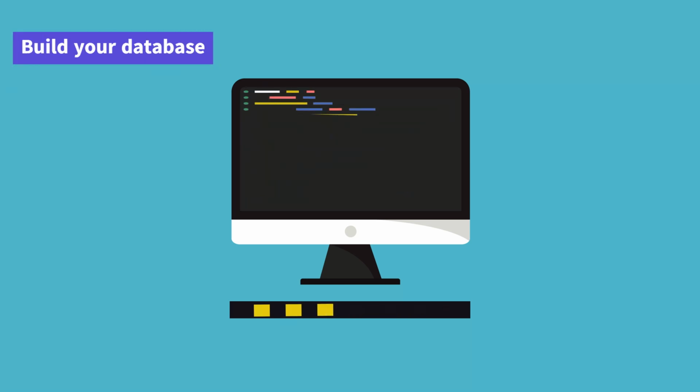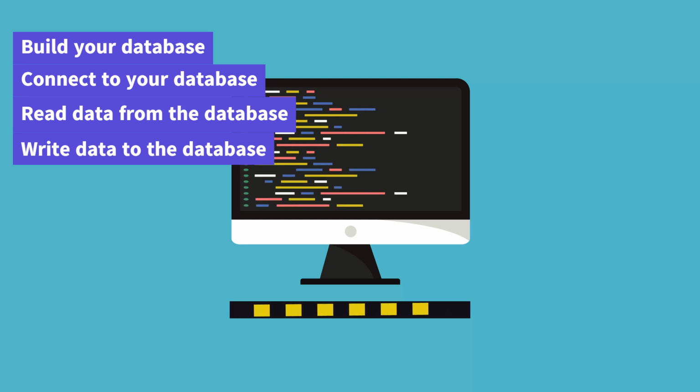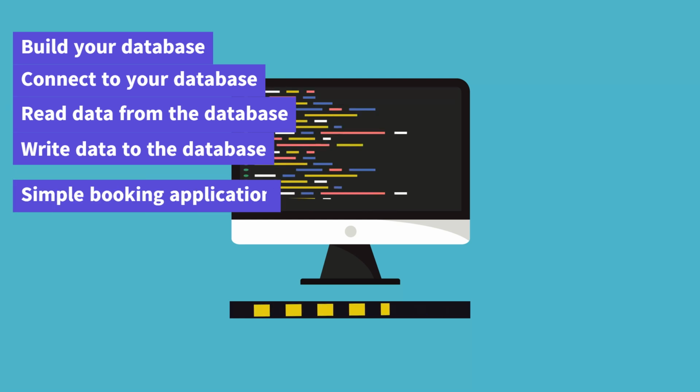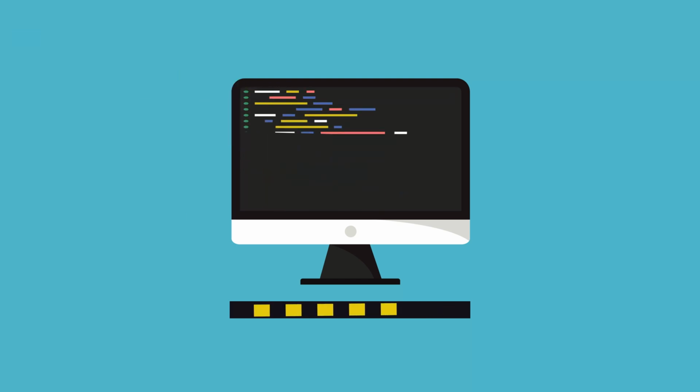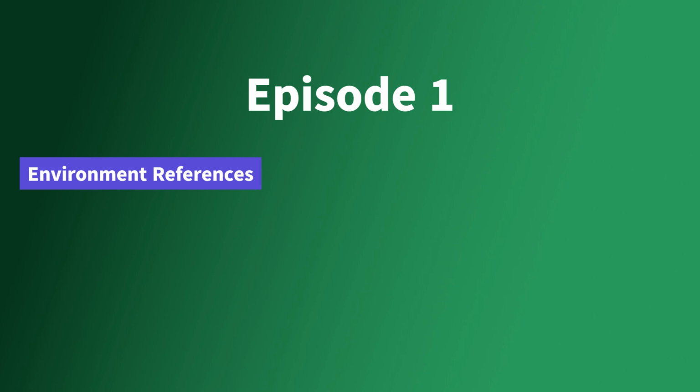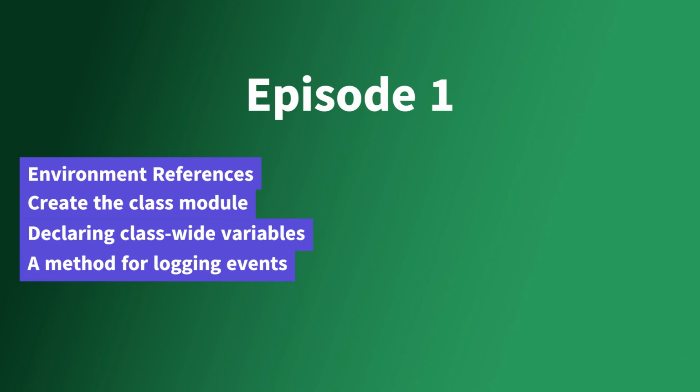You'll learn how to build your database, connect to it, and read and write data to the database with some simple methods. Then you'll see how to make a simple application using this with approaches you can adjust to suit your own needs. By the end, you'll have a system that demonstrates the power of integrating databases into your Excel application, making your applications smarter and more efficient. In this first episode, we're going to cover setting up our required references, creating the class file, declaring class level variables, a log message method, and the class initialize method.